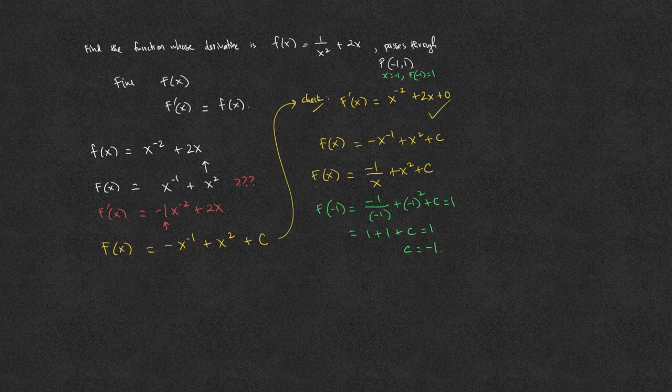The solution is therefore f of x equals -1 over x plus x squared minus 1.